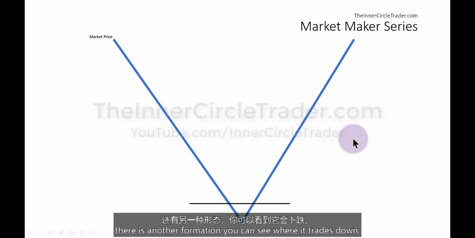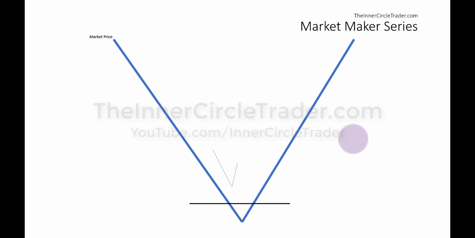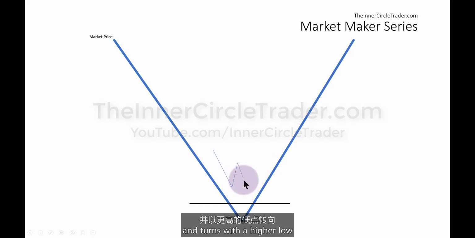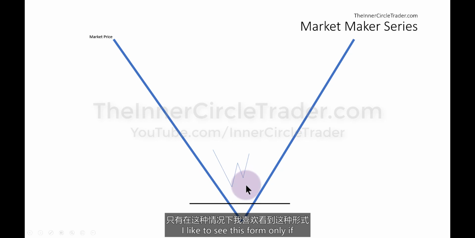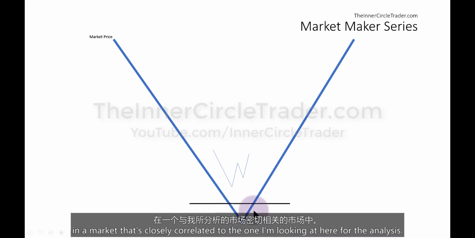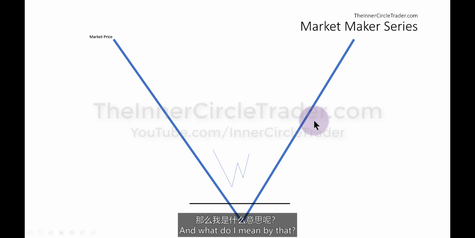Conversely, there is another formation you can see where it trades down, comes off the low, and turns with a higher low and starts to trade higher. This one here, I like to see this form only if there is an SMT divergence that would be in a market that's closely correlated to the one I'm looking at here for the analysis. And what do I mean by that?